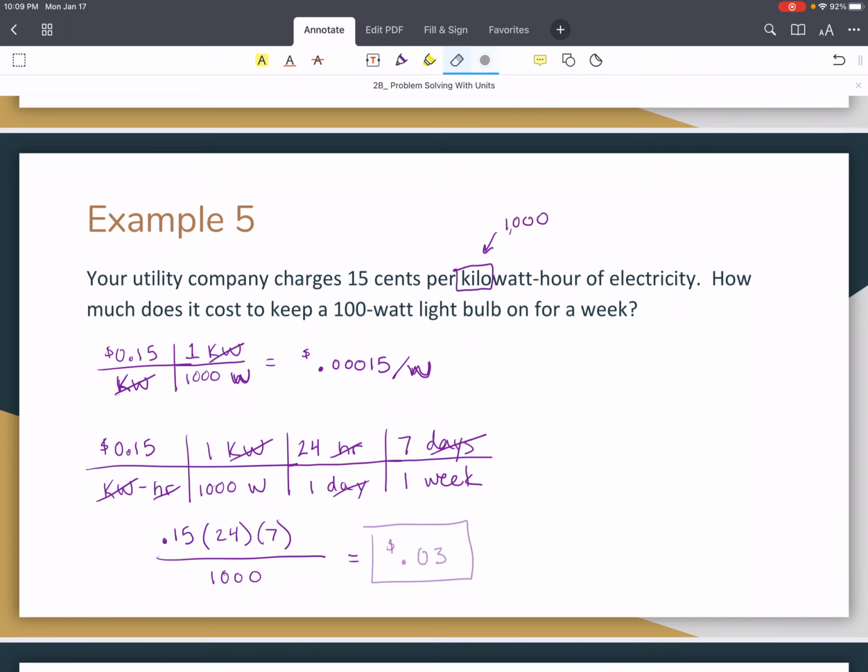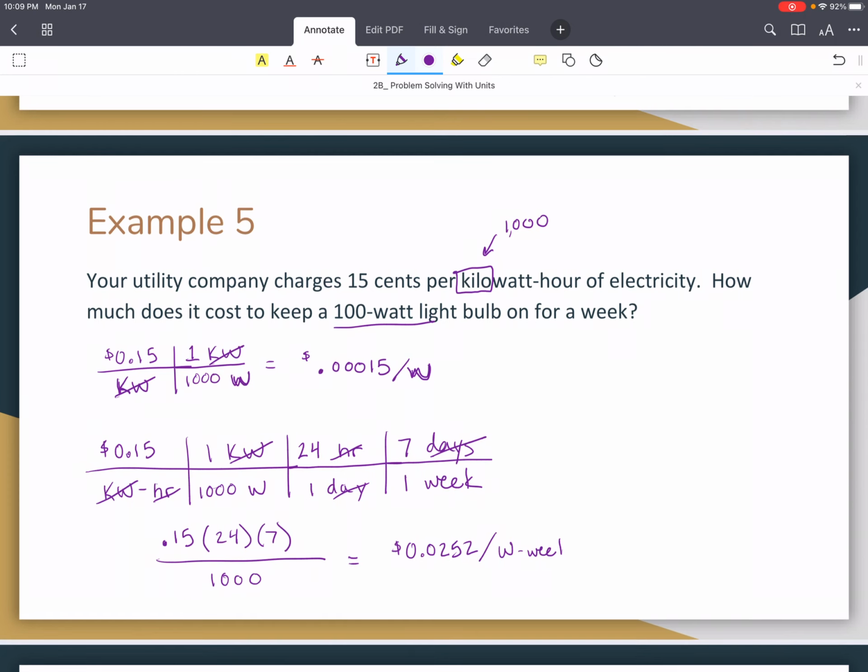Oh, we're not done. Because that is in watts, just single watts. But I have a 100 watt bulb. So I'm not going to round it yet. That's per watt per week. But now I'm going to times it by 100 because it's a 100 watt light bulb. That makes more sense. Okay. Sorry, that was a little jumbled. I was figuring it out as we went, as one does.